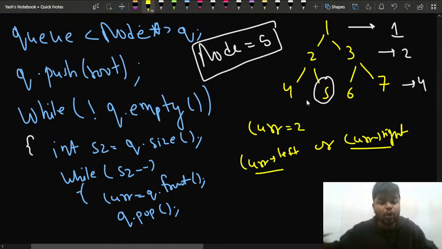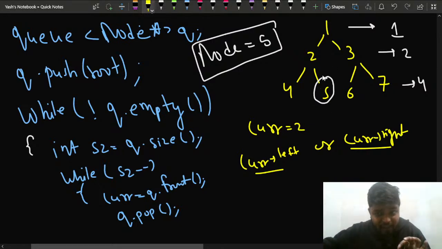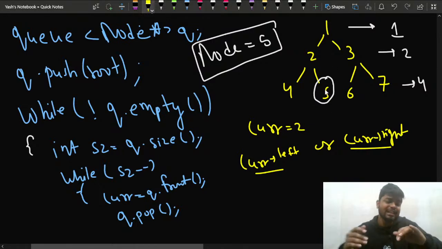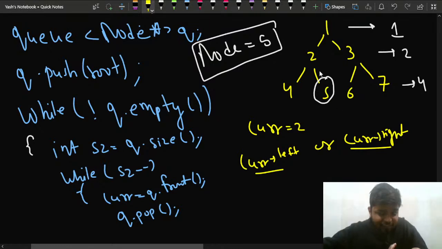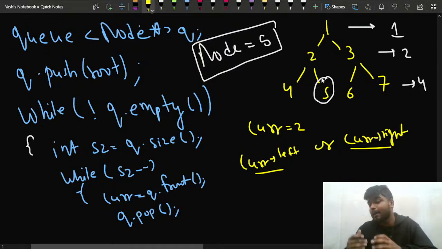So that means I do not need its sibling. If 2 is having a child 5, then I know that I'll not push 4 into my answer. Why I'll not push 4 into my answer? Because 4 is the sibling. So this is what I'm saying.